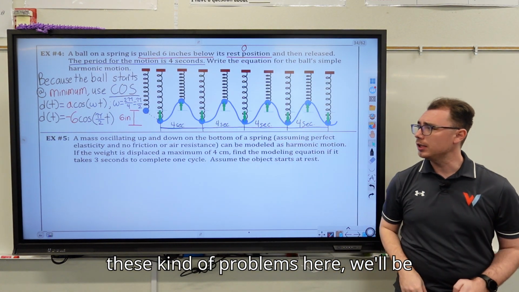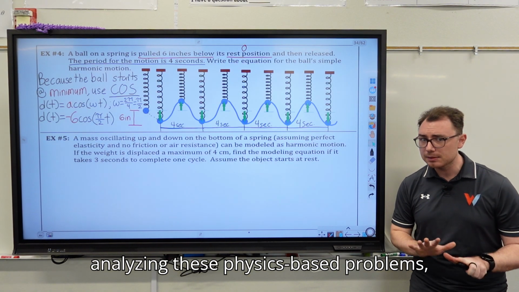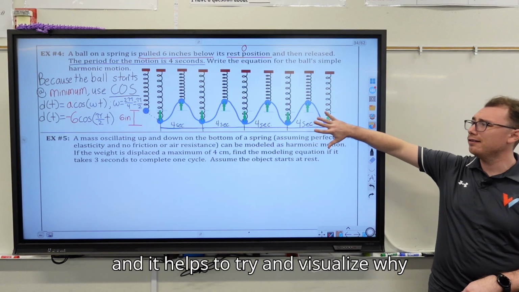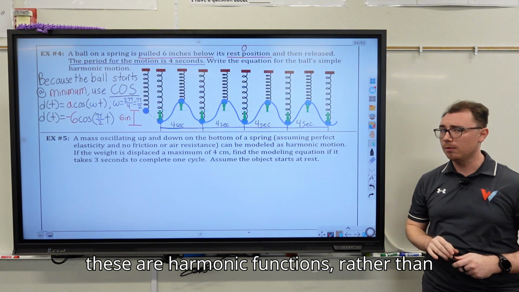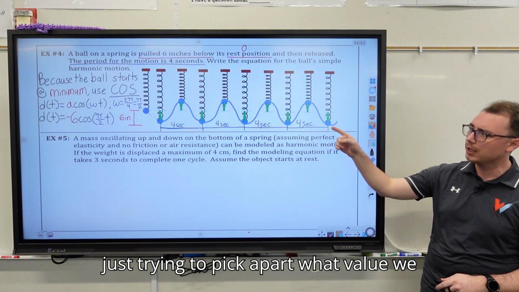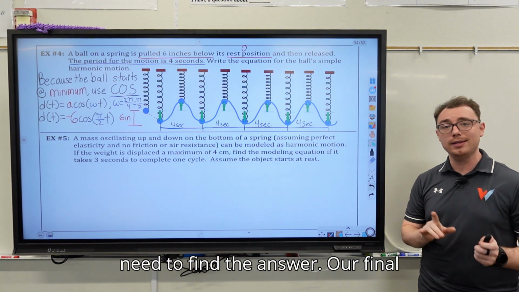For these kinds of problems, we'll be analyzing these physics-based problems, and it helps to try and visualize why these are harmonic functions, rather than just trying to pick apart what value we need to find the answer.